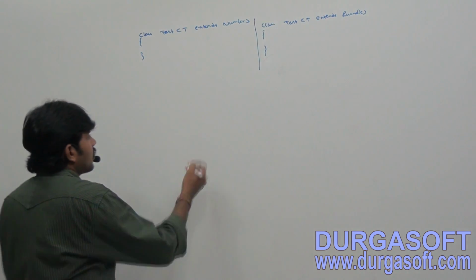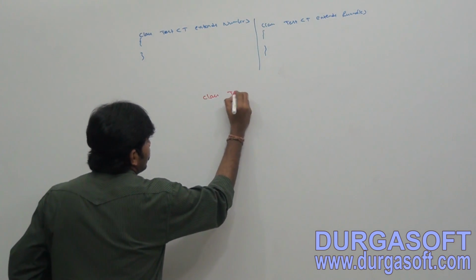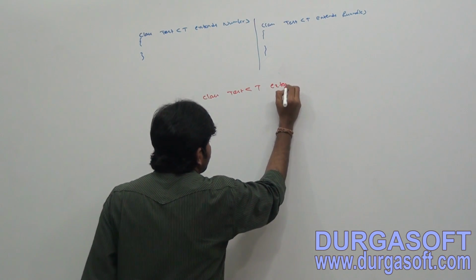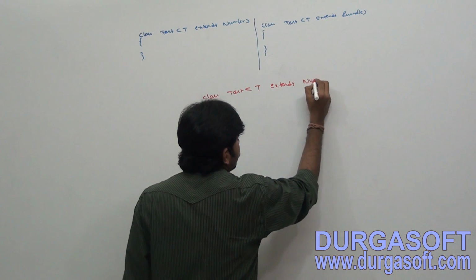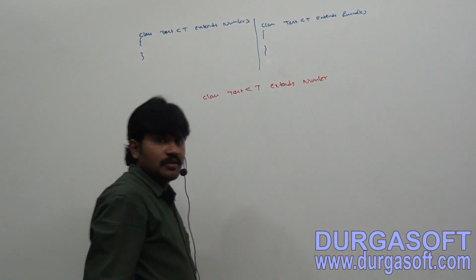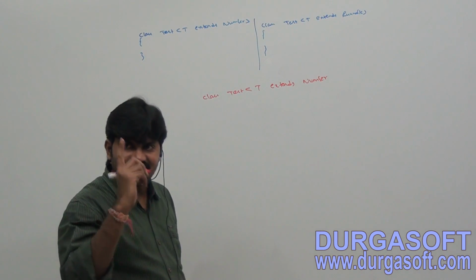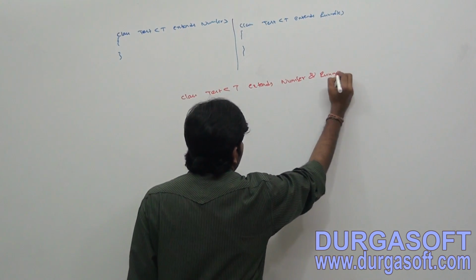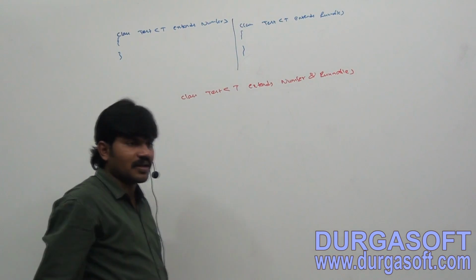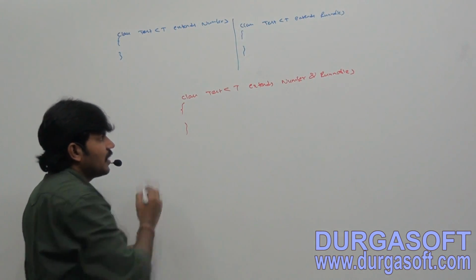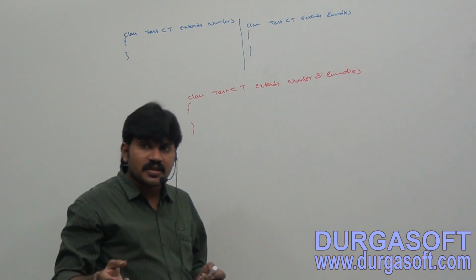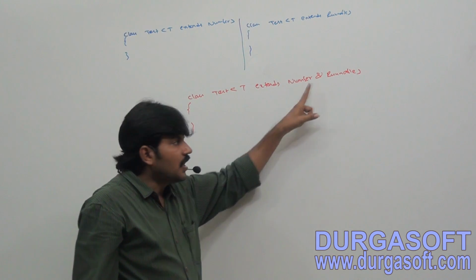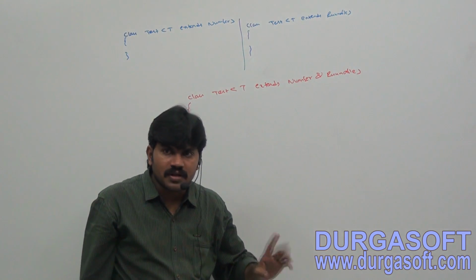Very simple. Class Test<T extends Number & Runnable>. Don't keep a comma: T extends Number & Runnable. Now for the type parameter we can pass any type which should be a child class of Number and should implement the Runnable interface, right?